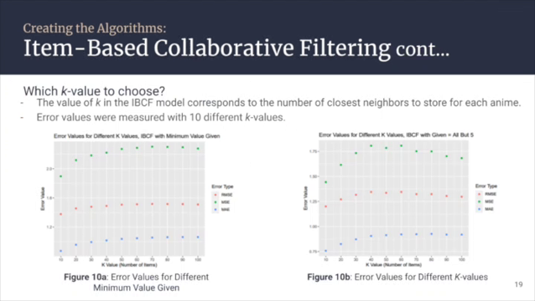The value of K in the item-based collaborative filtering model corresponds to the number of closest neighbors to store for each anime. We measured the values with 10 different K values using the predict function available in base R and the calc prediction accuracy function from Recommender Lab. The results are shown below.